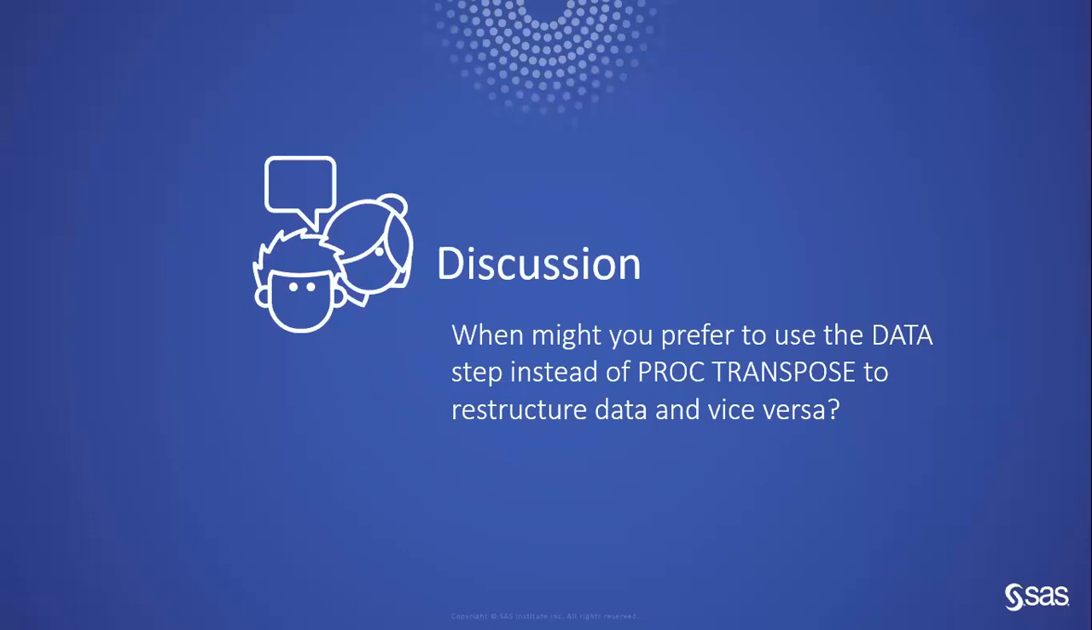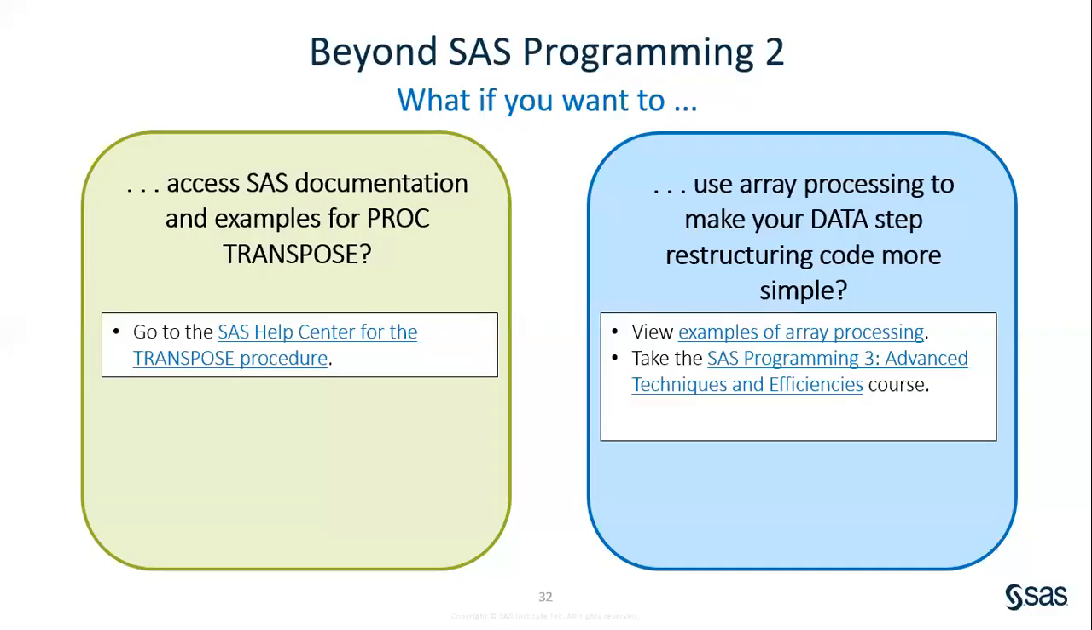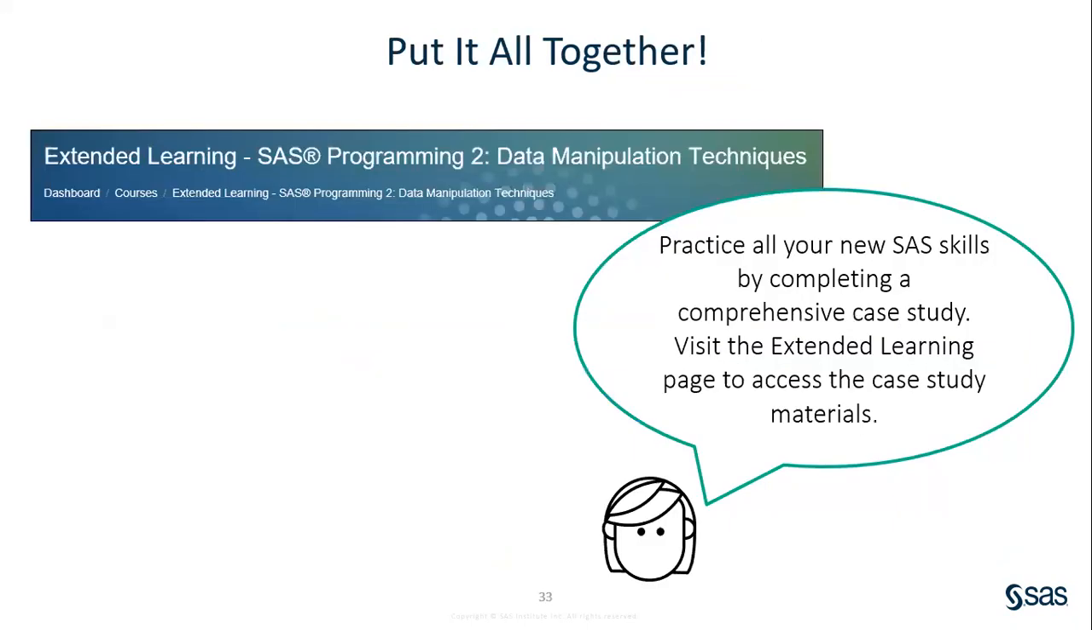When might you prefer to use a DATA step instead of PROC TRANSPOSE to restructure data, and vice versa? When you have more data manipulation activities to be done while transposing, use a DATA step. Else you can use PROC TRANSPOSE. To read more about transposing in detail, you can go ahead on this link. Else you can transpose in a DATA step by using arrays also. Reading arrays will be easy when you go to your third document.